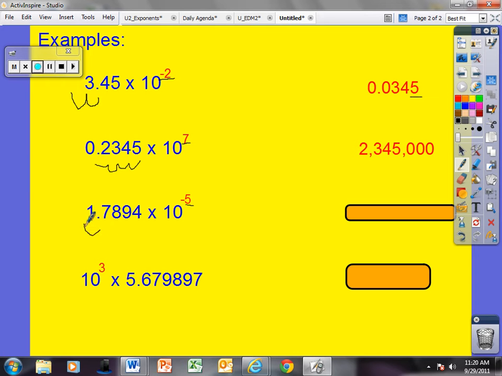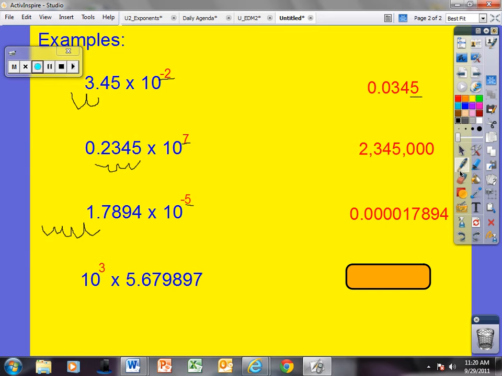So I move it 1. And now I'm going to move it 4 more spaces, so I'll probably need 4 zeros. 2, 3, 4, and 5. So my answer will be, let's see here, tenths, hundredths, thousandths, 10 thousandths, 100 thousandths, millionths, 10 millionths, 100 millionths, billionths. So I have 17,894 billionths. It's an extremely small number.